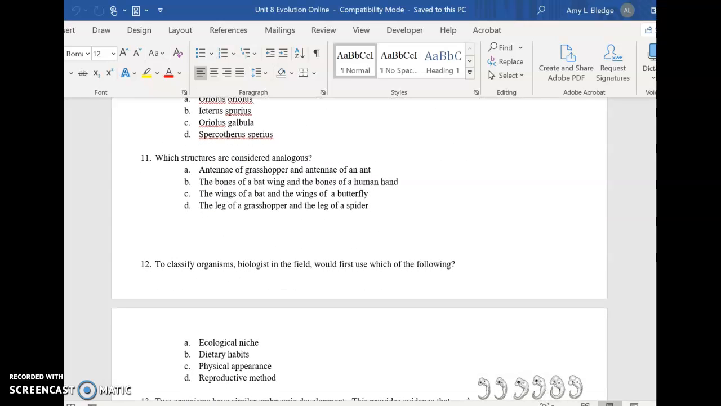Number 11, which structures are considered analogous? So remember, analogous is the opposite of homologous. Homologous is same structure, even if they're used differently. Analogous is they're used the same way, but their structure is different. So 2 antennae on 2 different insects, that's the same thing. Bones in a bat wing and bones in a human hand, actually, those are homologous. The wings of a bat and the wings of a butterfly. Now, those are used for the same thing, but structurally very different because butterflies do not have bones. So the answer is C.